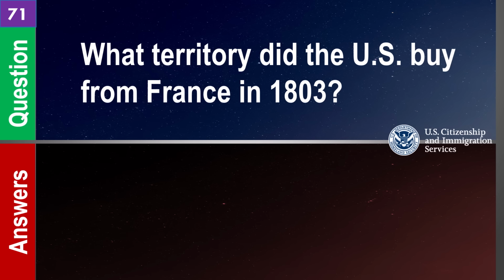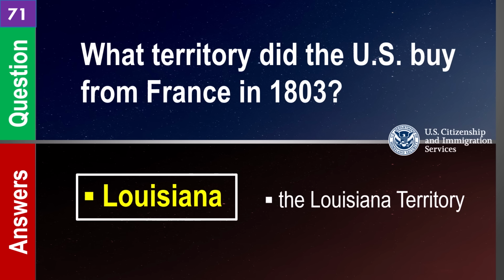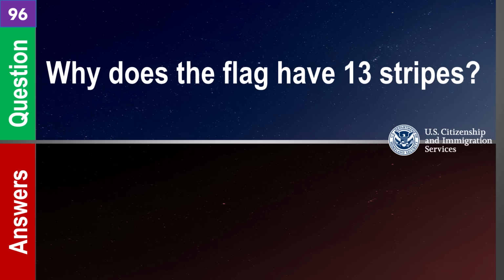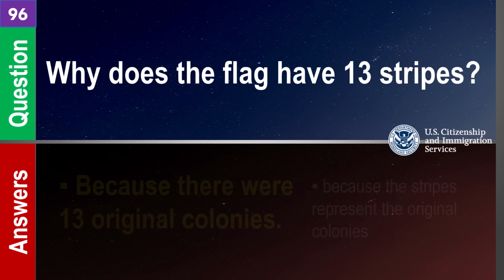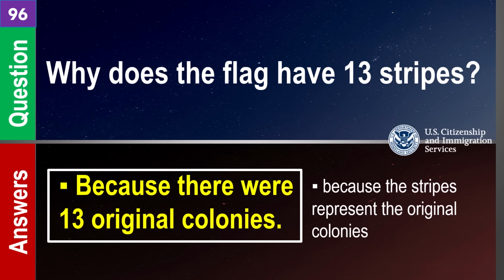What territory did the U.S. buy from France in 1803? Louisiana. Why does the flag have 13 stripes? Because there were 13 original colonies.